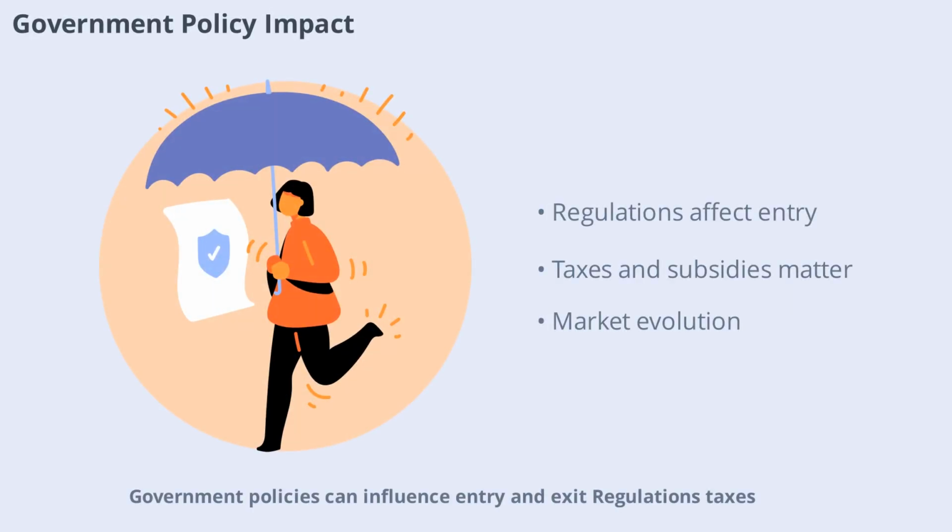Government policies can influence entry and exit. Regulations, taxes, or subsidies can create barriers or incentives that affect market dynamics. Understanding these impacts is important for predicting how markets will evolve and whether zero economic profit will be achieved.